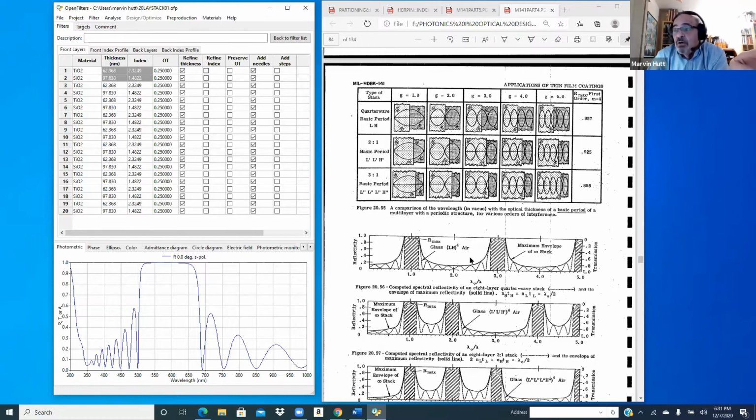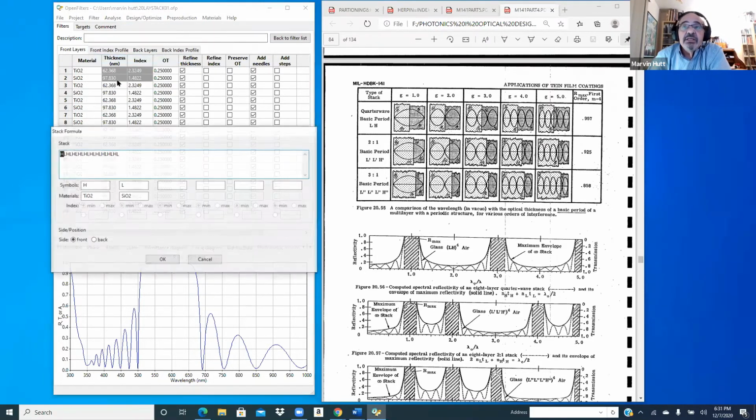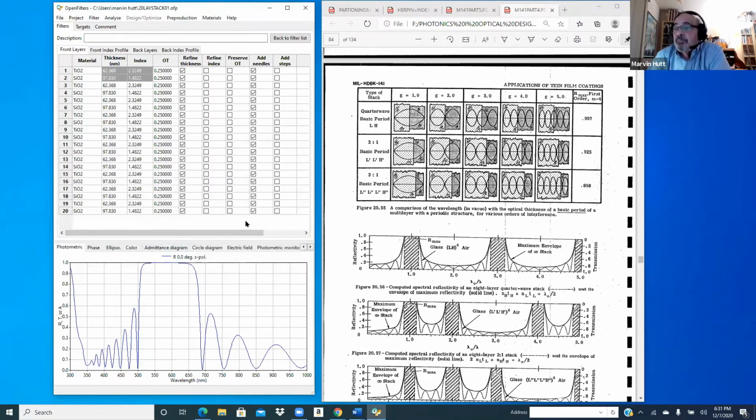So this is the blue side, which is this side here. This is the red side here. So here we have a 1 stack, LH, LH, LH, LH to the fourth. This one we're looking at here is 1, 2, 3, 4, LH to the fourth, okay? Or we could write, well, leave that be right now.